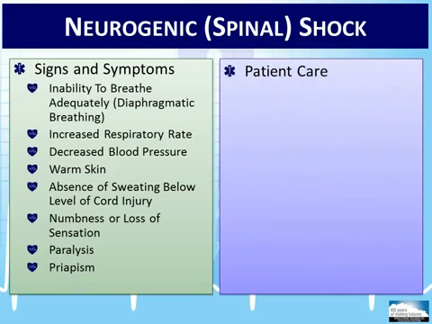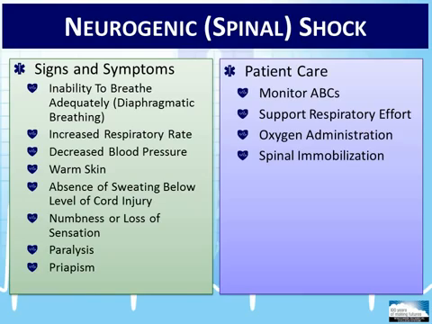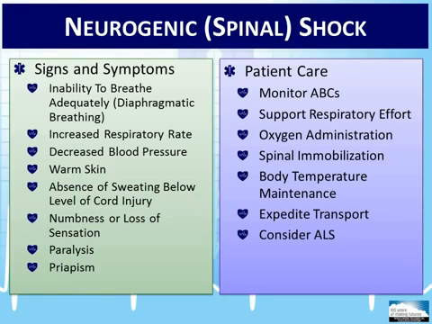As with other kinds of shock, monitoring the patient's airway, breathing, and circulation is of primary importance. Be prepared to support respiratory efforts with assisted ventilations and high-flow oxygen administration. Depending on the mechanism of injury, it may be necessary to take C-spine precautions. Additionally, help the patient maintain his or her body temperature, transport rapidly, and consider calling for ALS assistance if available.